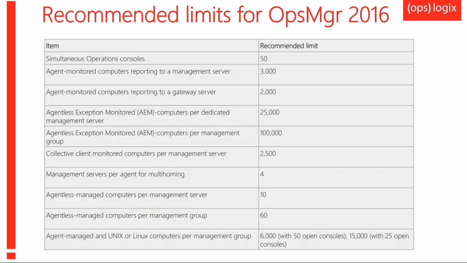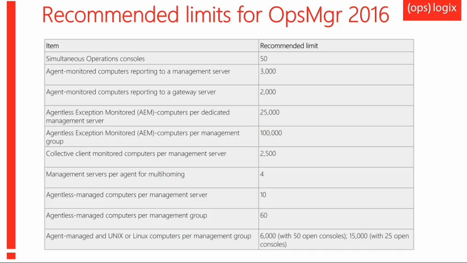There are some recommended limits. It's not to say that the installation will stop by any means if you reach them, but it's something where performance is more or less still acceptable when staying under these limits. One of them is the active operations console, so the concurrent number of consoles that you should probably keep under 50. Number of agent-monitored computers reporting into a management server, you should probably keep under 3,000, and 2,000 for a gateway server.